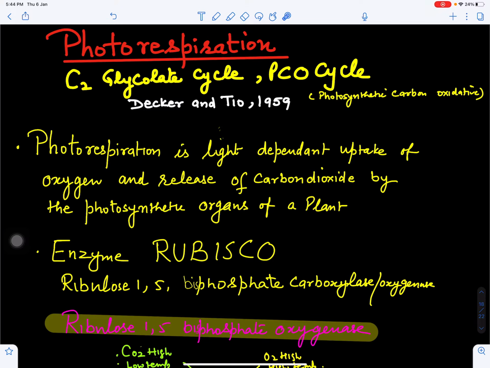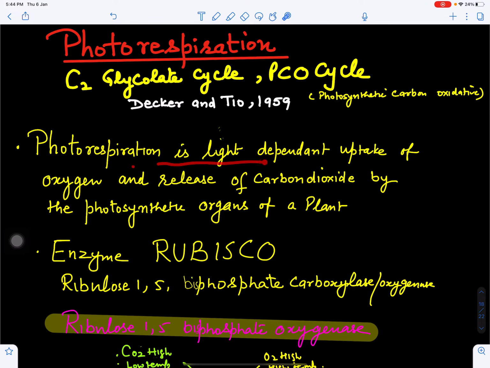In this video, we will discuss an important pathway called photorespiration. As the name indicates, photo means light, and respiration means intake of oxygen and release of carbon dioxide. But when this occurs in the presence of light, it is called photorespiration. This is different from dark respiration. Now, we can define photorespiration.